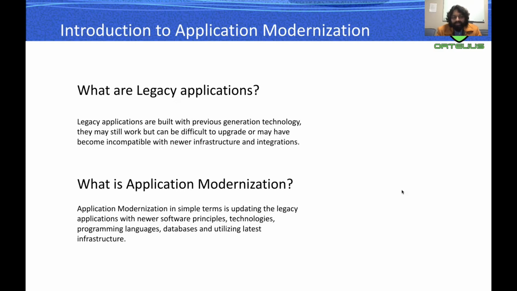And what is application modernization? It is taking this legacy application and updating that with newer software principles, newer technology like most recent programming languages like Go or newer versions of Python, and upgrading the databases and also utilizing the latest infrastructure like cloud or containers.